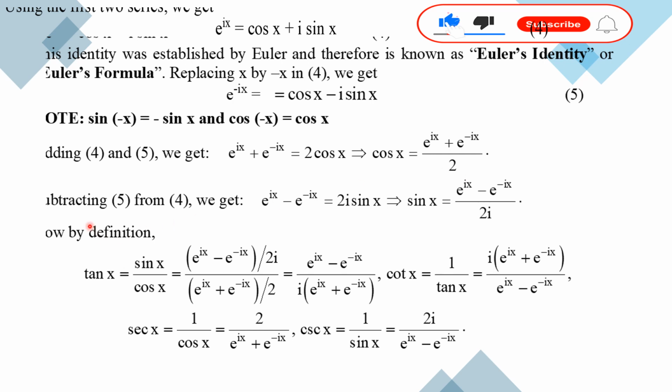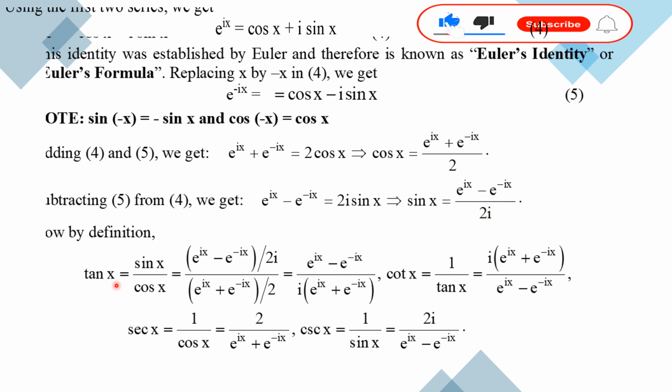Similarly, if we subtract 5 from 4, the cos x terms will cancel, and the minus iota sin x also becomes plus by the subtraction. So we get 2 times iota sin x. If we divide both sides by 2 iota, we have sin x is equal to e power iota x minus e power minus iota x divided by 2 iota.